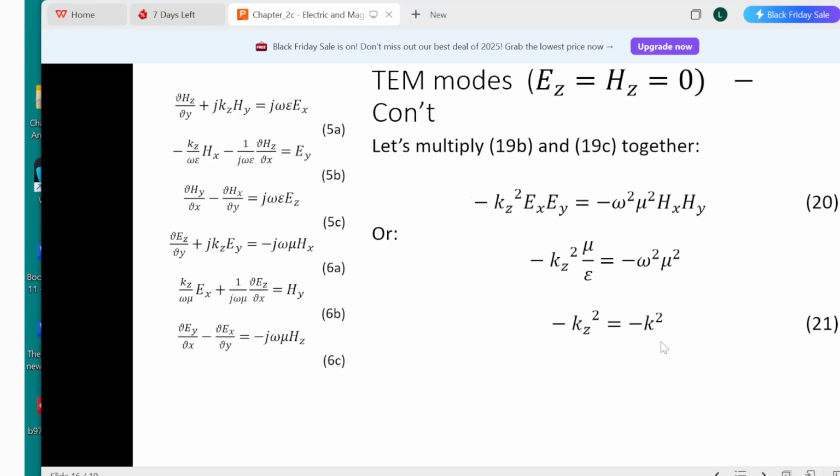So here it's very clear that for TEM mode, the wave number is exactly equal to the longitudinal wave number. In this case, we can conclude that there is no cutoff frequency. There is no cutoff in TEM mode.